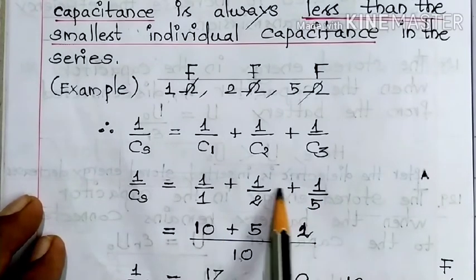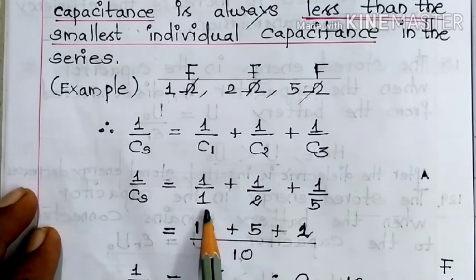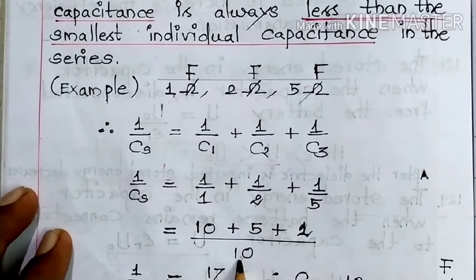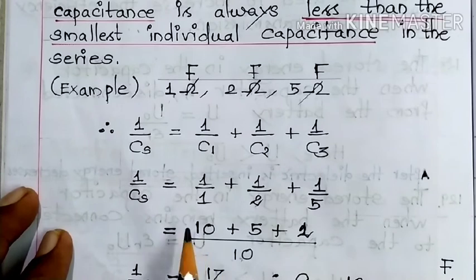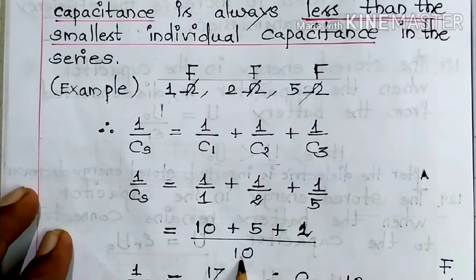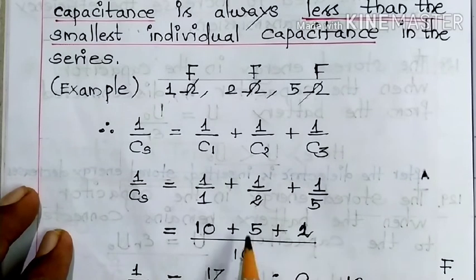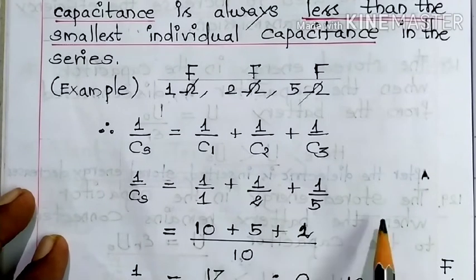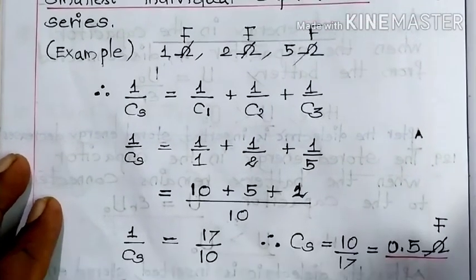What is the LCM of all these three? 2 5s are 10. In this 10, how many 1s are there? 10 1s. So 10 into 1, 10. In the 10, how many 2s are there? 5 2s. So 5 into 1, 5. In the 10, how many 5s are there? 2. So 2 into 1, 2. Now sum of them, 1 by C_s is equal to 17 by 10 comes.